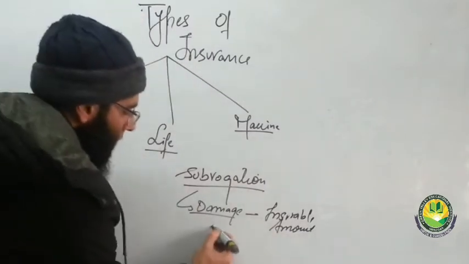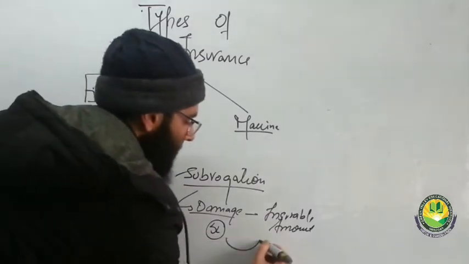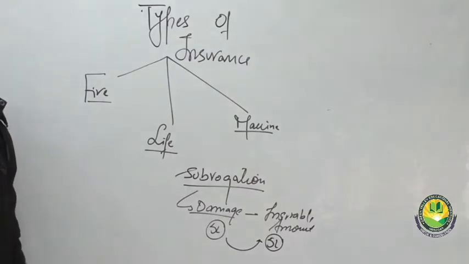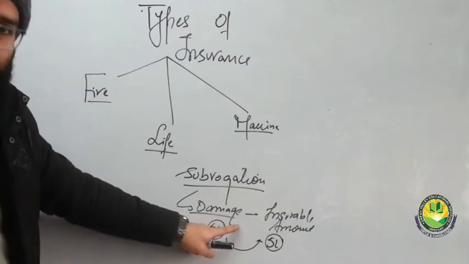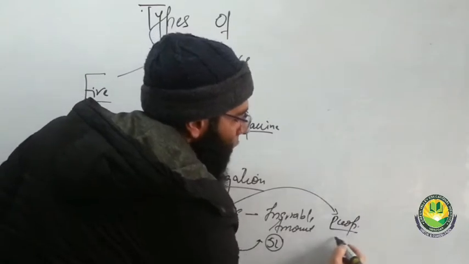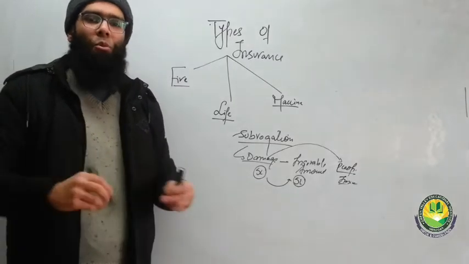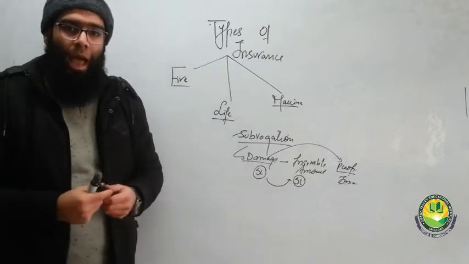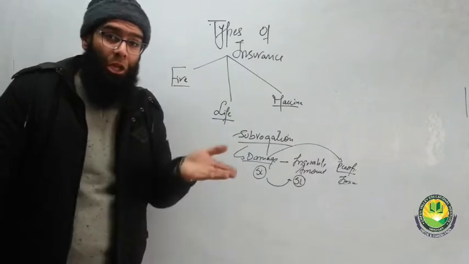For example, goods of rupees 5 lakh were damaged in fire and I received rupees 5 lakh from my insurance company. The damaged goods now will belong to the insurer. So the damaged goods will be now the property of the insurer. I will not possess them, because if I possess them, there may be a chance some of the goods I may sell off, and I received the damages plus I sold the damaged goods. So my position is better than before.